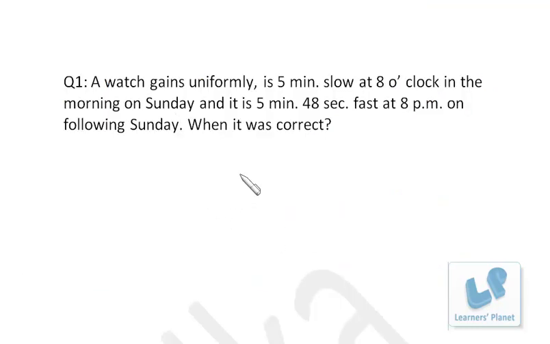Now we have this problem from clocks. A watch gains uniformly, is 5 minutes slow at 8 o'clock in the morning on Sunday, and it is 5 minutes 48 seconds fast at 8 p.m. on the following Sunday when it was correct, right? So precisely Sunday morning to next Sunday evening, right? So 24 into 7 plus 12, that is 180 hours.